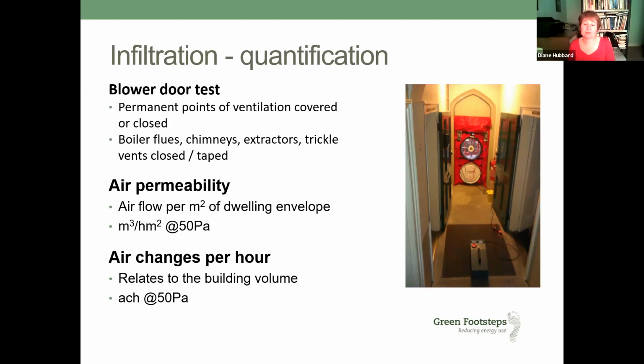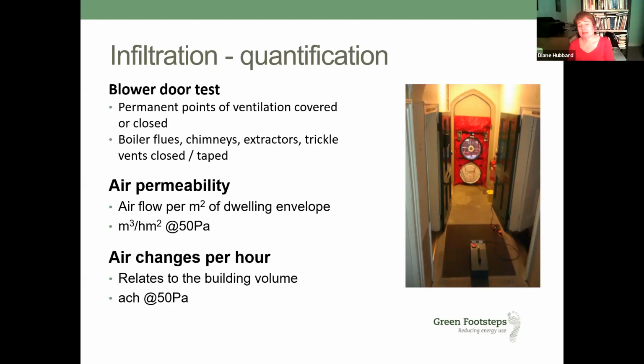The windows themselves were secondary glazed behind it. So you can use the test to sort of explore different things, but the underlying test is for the fabric alone, with these points excluded. So there's two measures for air tightness that are used. Air permeability is the most common one that's used in the UK, and air changes per hour is also referred to. So just talking a little bit about what they mean.